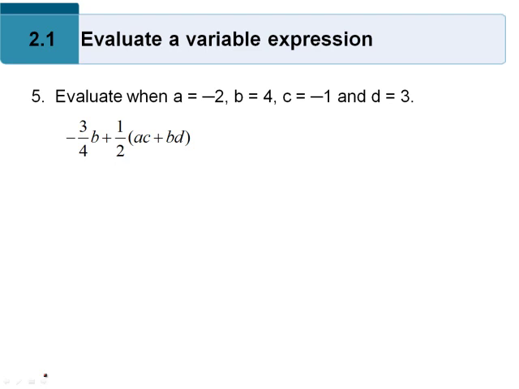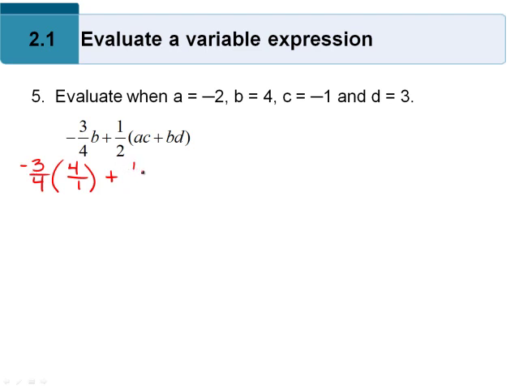So let's see, we have to evaluate when a is -2, b is 4, c is -1, and d is 3. So we have fractions here. So when I have -3/4 times b, I'm going to put whatever b is over 1 so I can multiply those fractions. So we're going to have 4 over 1. Now, I know we have not dealt with fractions yet, but we're going to keep it real simple for doing problems like this, just to get you through these couple problems in your homework and quizzes on this section. So it won't be any crazy fraction stuff.